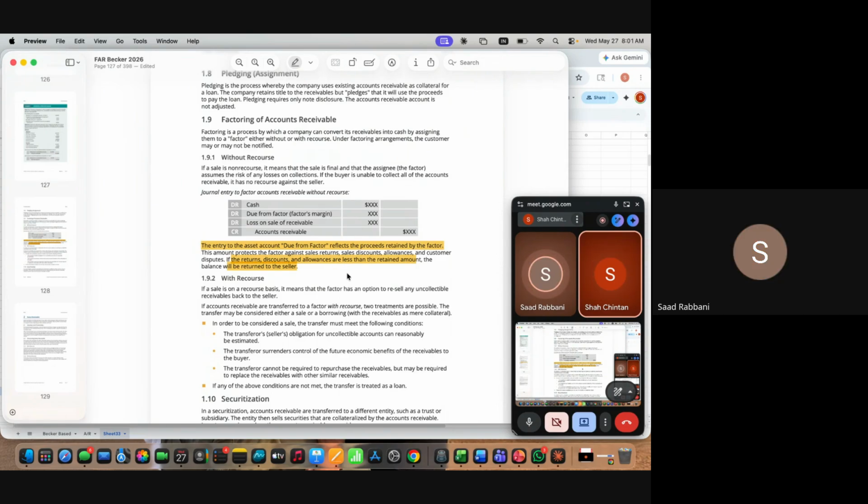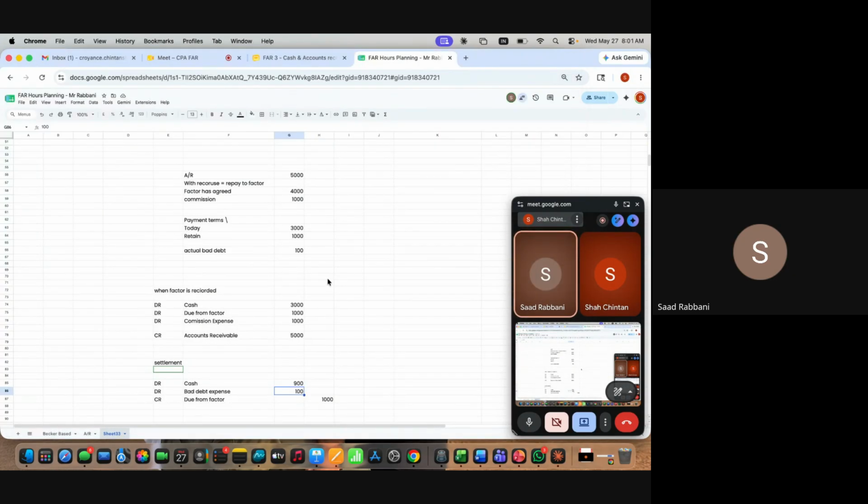Why is the factor deducting when they didn't get the money? The factor is deducting because it's with recourse. So if there is an actual bad debt, then we have to compensate the factor. What we have agreed with recourse, we will repay to the factor. So either the factor gives you the full 1000 first and you do another transaction of a 100 outflow, or you do a net transaction where the factor will pay you a net $900 only.